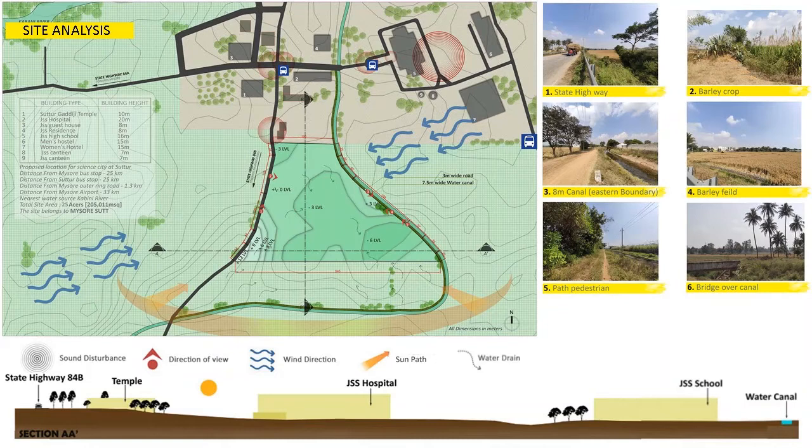The major wind direction in this area is the southwest and the northeast wind, and the sun path is shown in the orange arrow, and the water drain is shown with the dotted arrow which goes towards the canal.